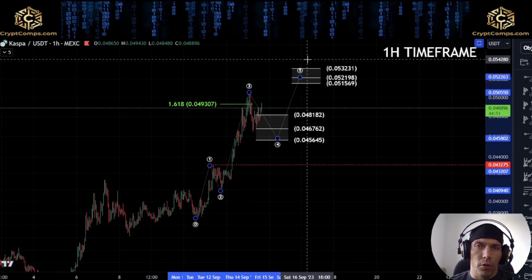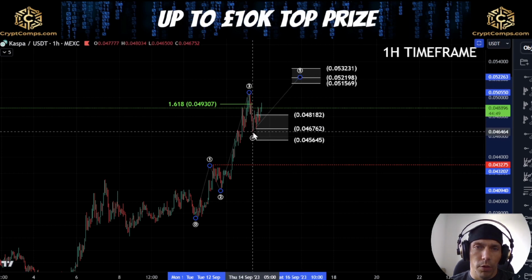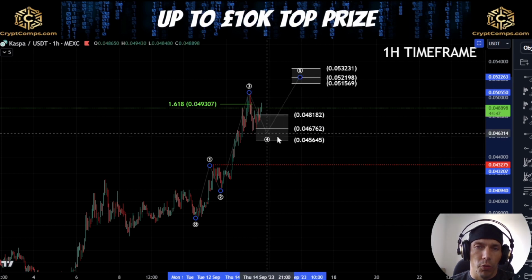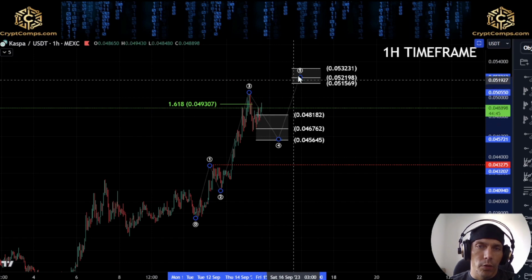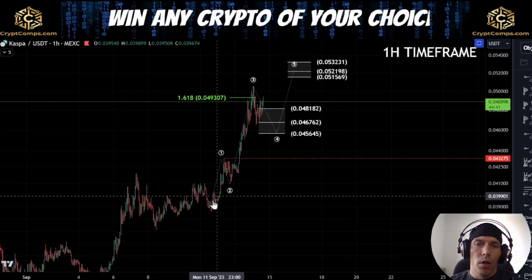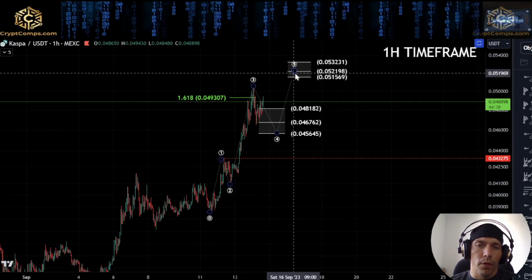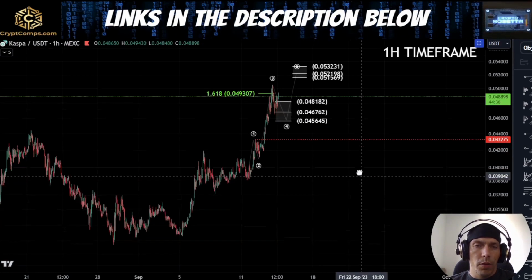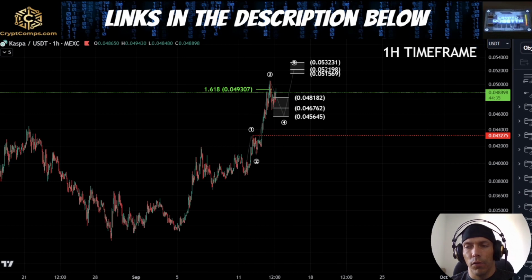If we do get this additional fifth wave, it is possible this fourth wave could complete here. We could look to push up directly, but effectively I would still be looking for one more 5-wave structure to the upside. Now, if we do continue to push up here and we hit this fifth wave target, we need to just be a little bit careful about how we're counting this from that point.